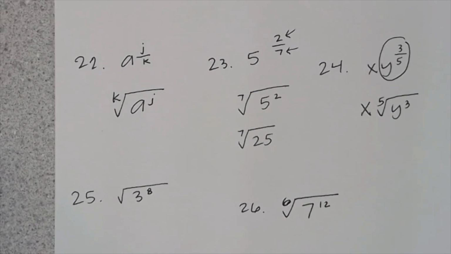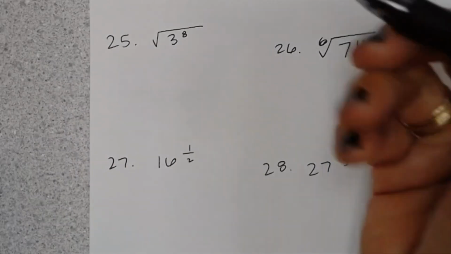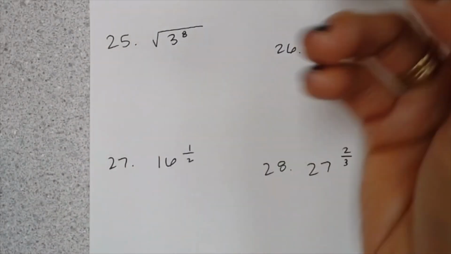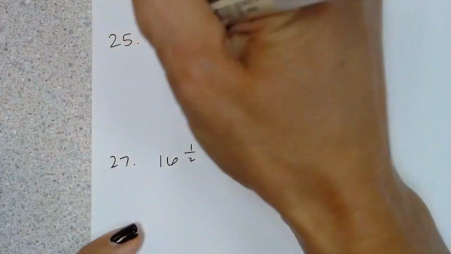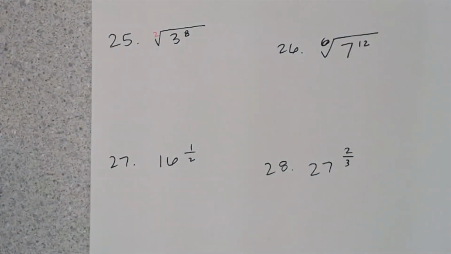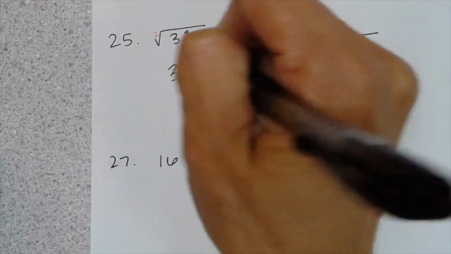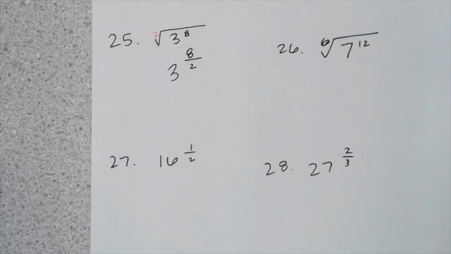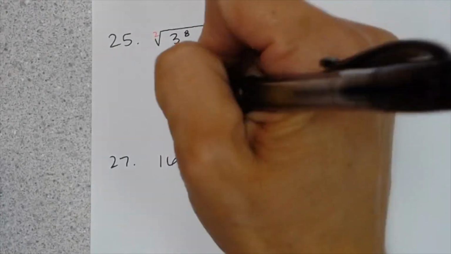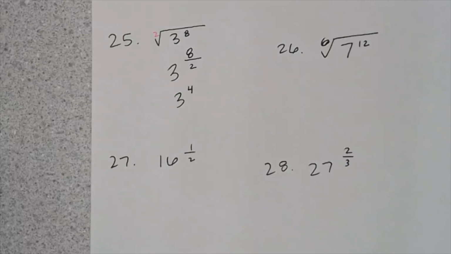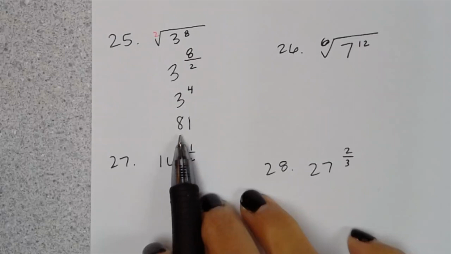For number 25, it says translate the radical expression into an expression with rational exponents, simplify if necessary. So for 25, this is a square root, so it's implied that there is a 2 right here on square roots. So what we're going to do is go 3 to the 8th power, and then the 2, because it's the root, goes on the bottom. So then you get 8 divided by 2 is 4, so you have 3 to the 4th power, and then 3 times 3 is 9, so 9 times 9 is 81. So your final answer is 81.